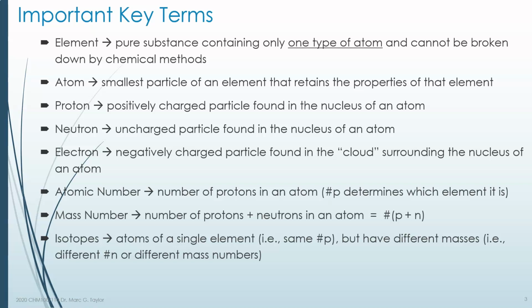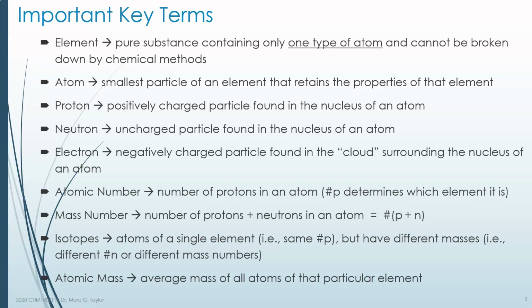So we have atoms of the same element. For instance, hydrogen can have 1 proton and no neutrons. That would have a mass number of 1. 1 plus 0 is 1. And hydrogen 2, that's the isotope 2 of hydrogen, has 1 proton and 1 neutron. So its isotope number or mass number would be 2. And then we have hydrogen 3, which has 1 proton and 2 neutrons, for a total of 3 heavy mass particles in the nucleus of that atom.